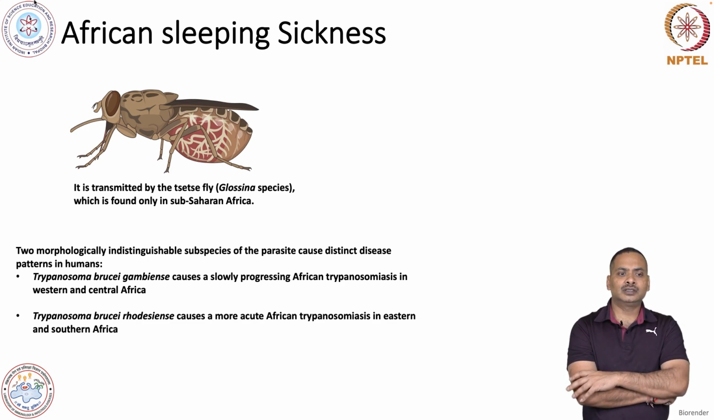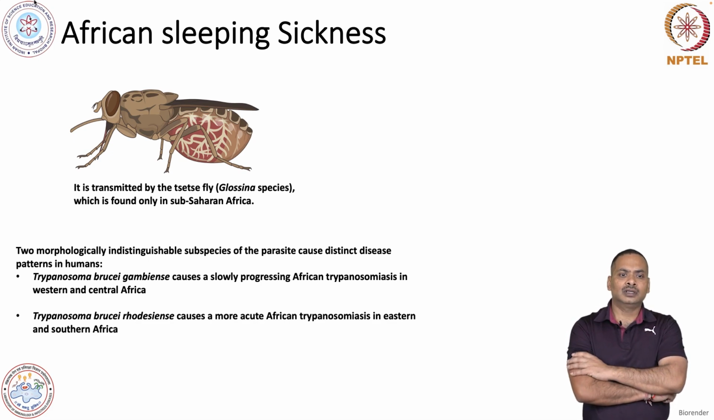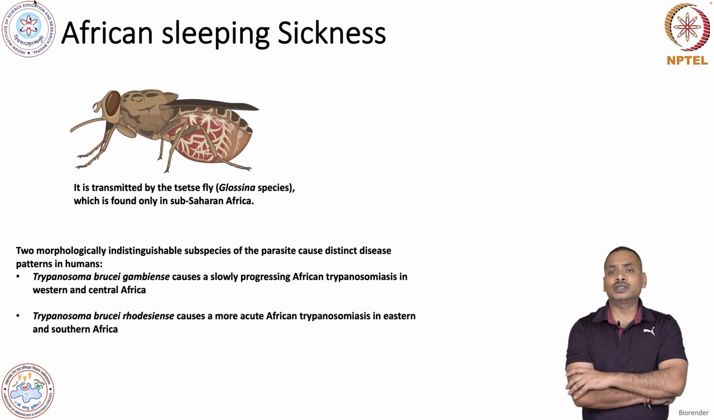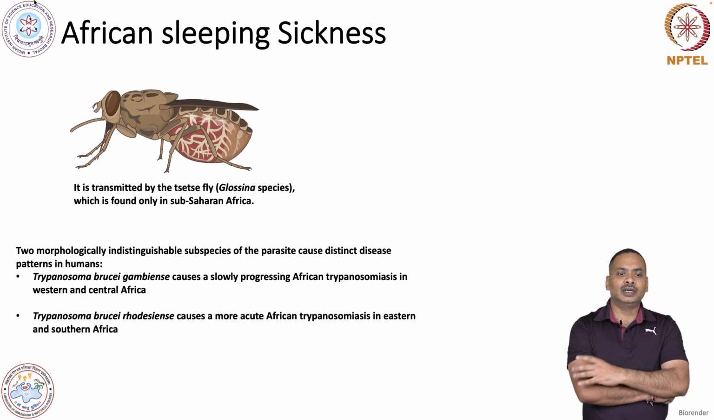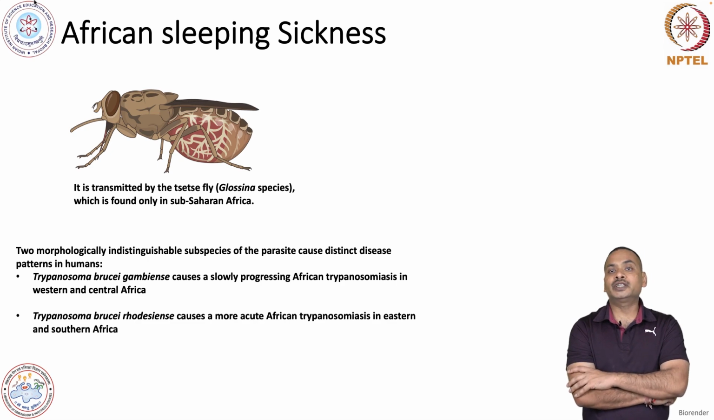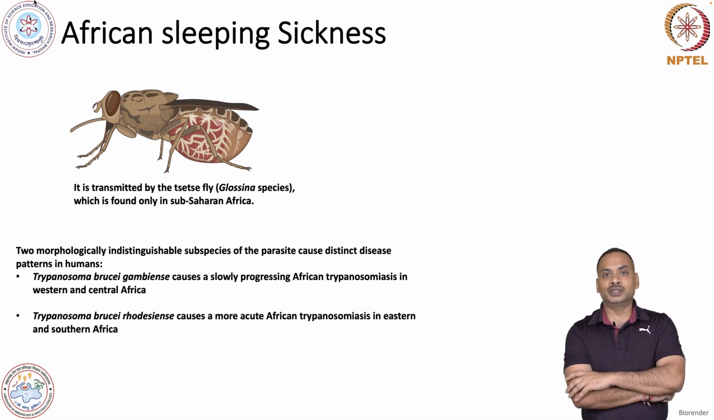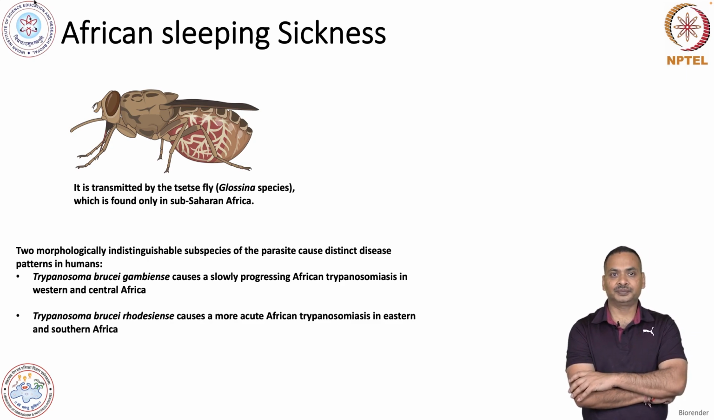One is Trypanosoma brucei gambiense, which causes a slowly progressing African trypanosomiasis in Western and Central Africa. Another is Trypanosoma brucei rhodesiense, which causes a more acute African trypanosomiasis in Eastern and Southern Africa.